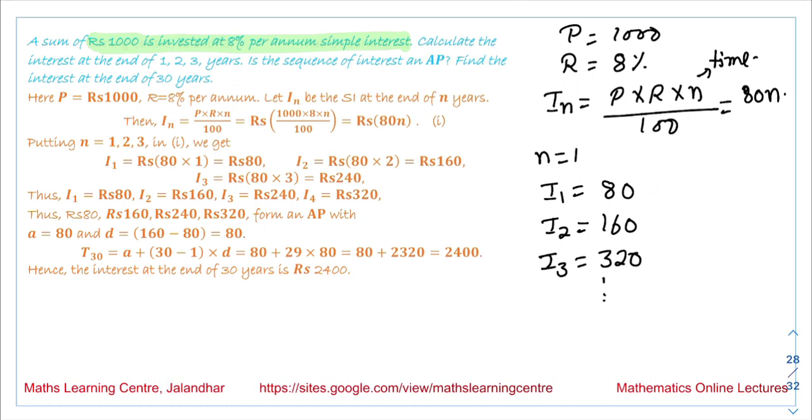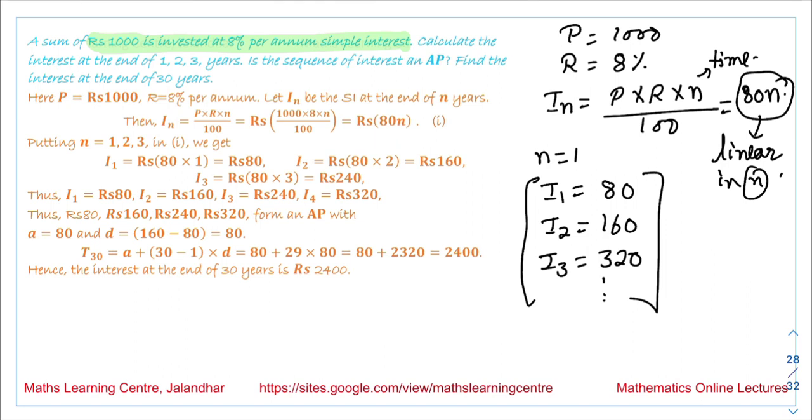Now we are saying whether this sequence we are talking about is an AP. We have to prove this. So if we look at this term over here, it is 80n. This is a linear term in n. It is linear in n. It means these values are in AP.